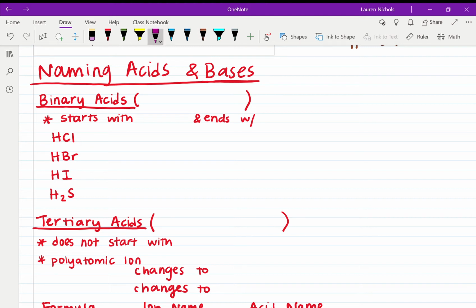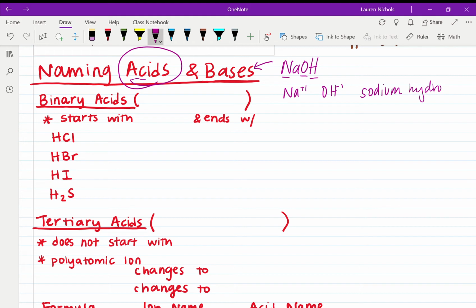So in this video, we will be talking about naming acids and bases. And by naming acids and bases, what I really mean is mostly just naming acids. Bases are named the same way they always have been. So NaOH has 3 capital letters, which means there's something on your polyatomic ion sheet. And so we know that this is actually a sodium ion and a hydroxide ion. And so we would just name it sodium hydroxide. That's pretty standard.